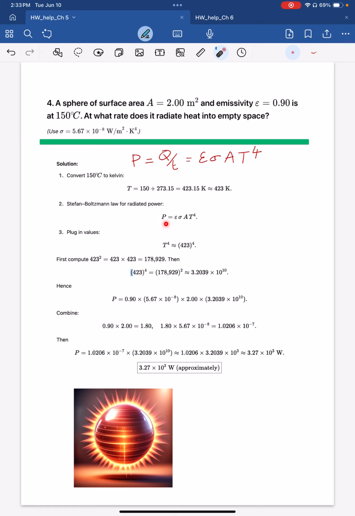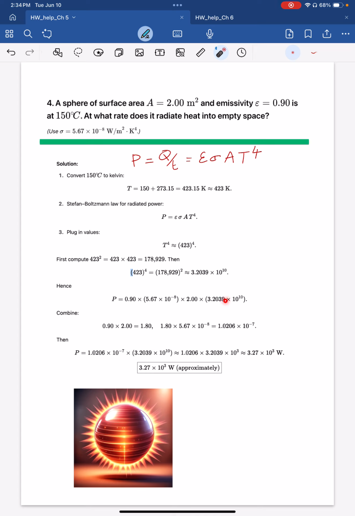So once you get that, plug everything into this formula. But be careful. First, find out T raised to 4, which is 423 raised to 4 in your calculator. You could do that by either finding the square of 423 and then squaring it again, or you could just multiply 423 four times. I hope that makes sense. And when you do that, you get a pretty big number. So that's just 423 raised to 4.